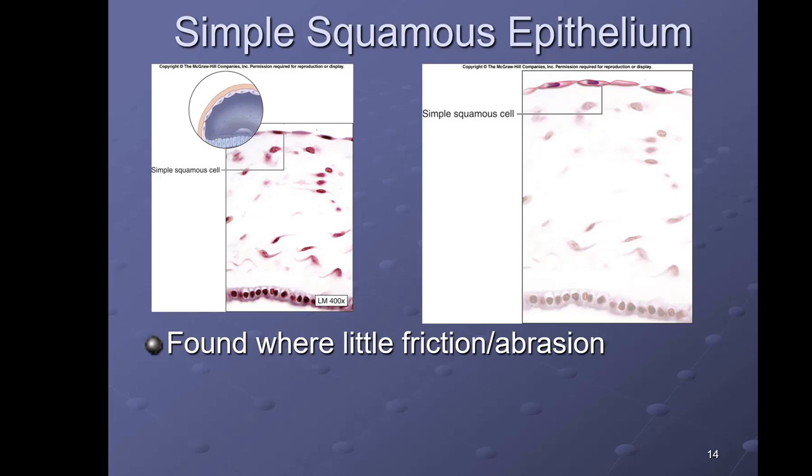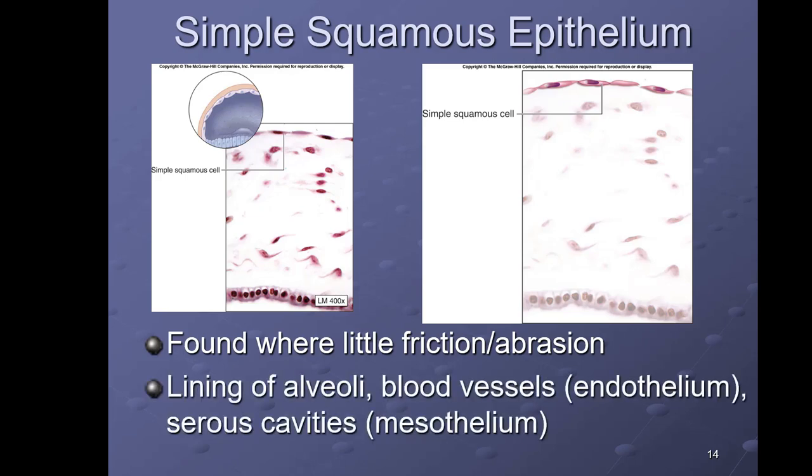So find this where little friction abrasion occurs. So generally you find this where you want things to get across. So a great example are the air sacs in the lungs, which are called alveoli. They have simple squamous to allow oxygen and carbon dioxide to get across.